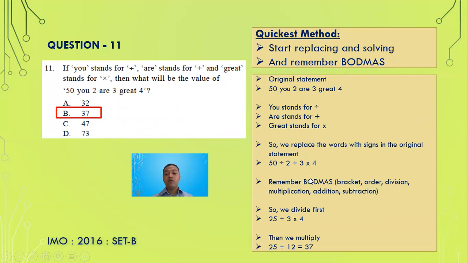And then remember BODMAS: bracket, order, division, multiplication, addition and subtraction. In this order, first is division. So what is 50 divided by 2? 50 divided by 2 is 25. And then we multiply, because after division it is multiplication. What is 3 into 4? 12. And then 25 plus 12 is 37. So that's how you arrive at the answer 37.